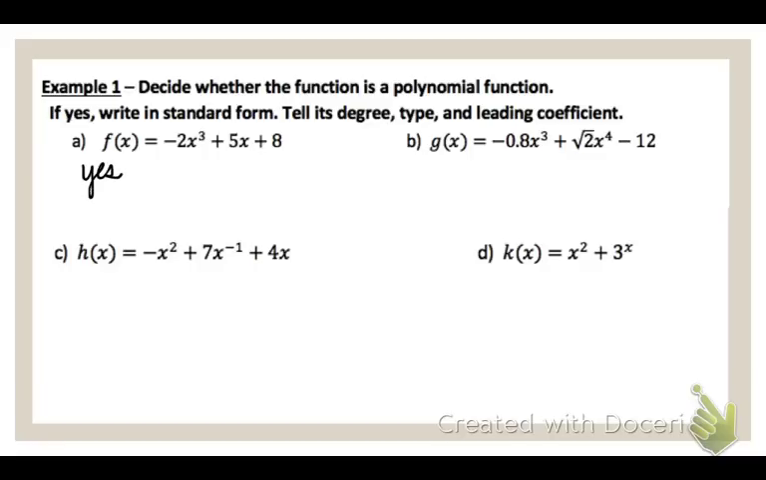And now I'm going to look at the exponents to make sure that they are in descending order. So I see to the 3rd power, to the 1st power, and then if we were to write this variable term, it's to the 0 power. So it is in standard form. Now I'm going to look at the highest exponent term, which is to the 3rd power. So its degree, I'm just going to use little d here, is 3. And its type is a cubic function. Then I'm going to look at the coefficient that's in front of that variable term. So the leading coefficient, I'm just going to call that the LC, is negative 2.